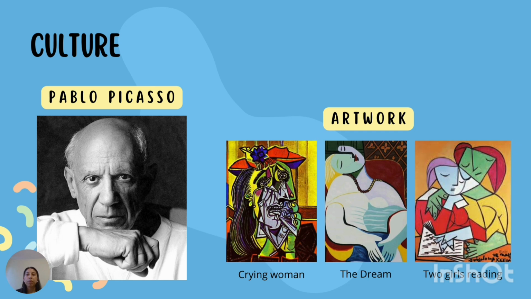In this case, our topic is Pablo Picasso, and the students need to learn that he is a famous artist, and one of the many styles he's famous for is the abstract style and cubism. For example, his artworks Crying Woman, The Dream, and Two Girls Reading, which children can see.